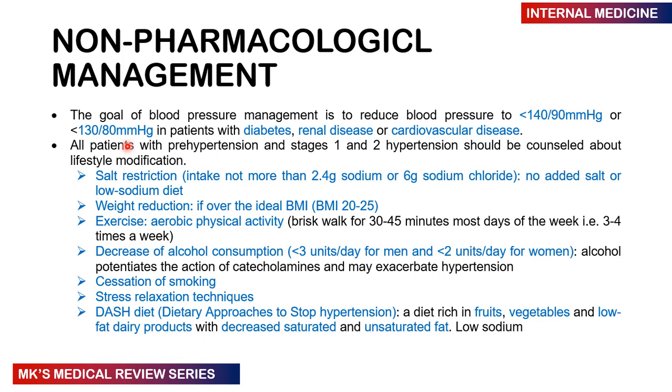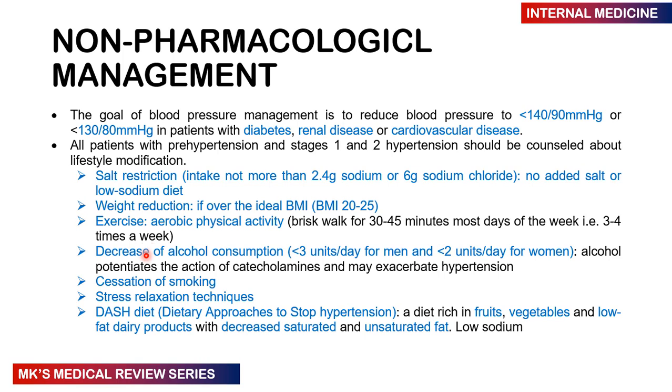Then they should also reduce their weight. Ideally, their BMI should be between 20 to 25, so that calls for need for exercise, of course within their limits. Aerobic activity, for example, a brisk walk for 30 to 45 minutes most of the days of the week, so like 3 to 4 times in a week.